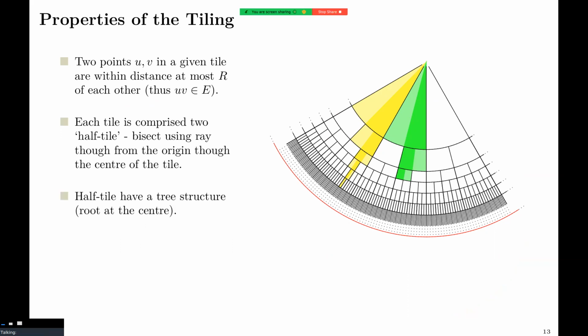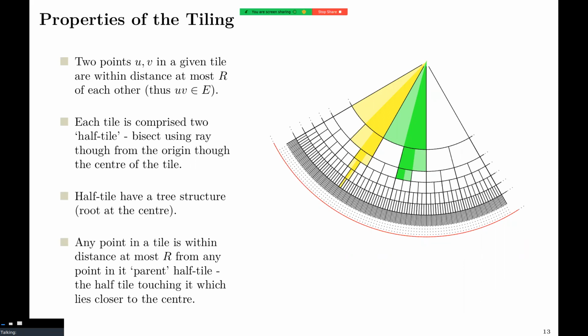And if you look at the half tiles, they have a kind of tree-like structure. So think of the root as being at the origin, the center of the disk, and then you have many half tiles coming from the root. But each half tile, if you move out towards the edge of the disk, has 2 children half tiles, right? So two half tiles that are below it, if you think of the root as being the top.